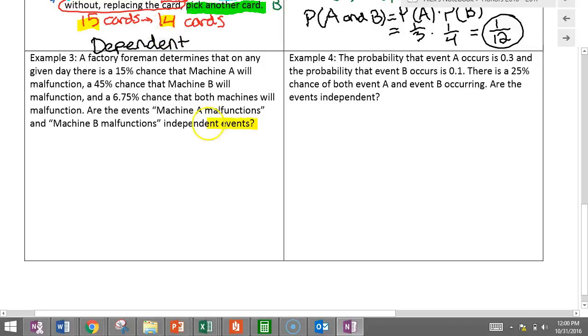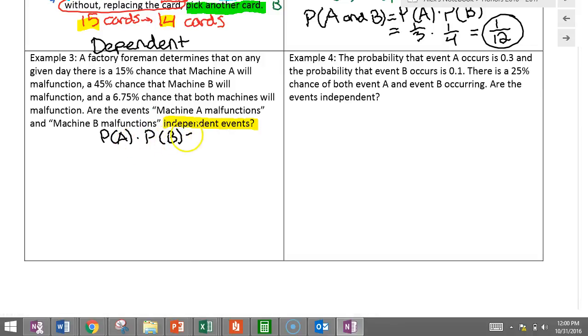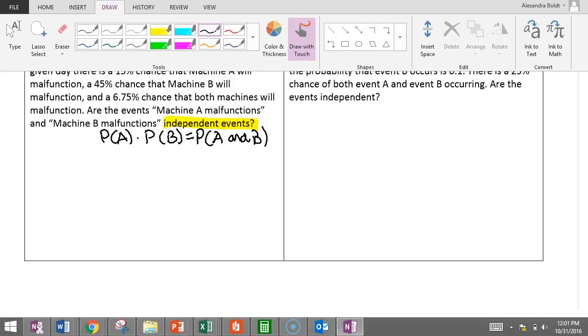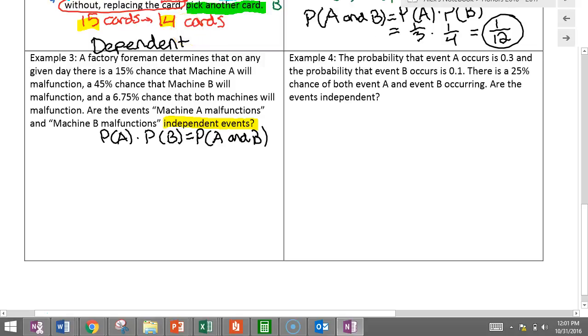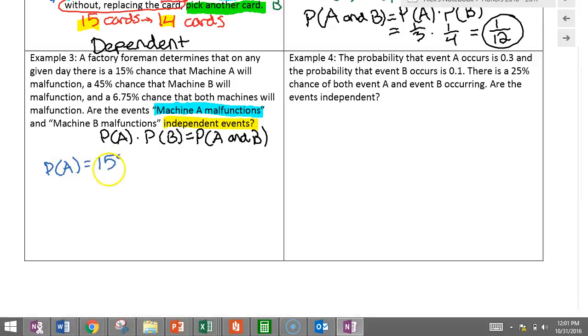Well, the one thing we know is if they're independent, then the probability of A times the probability of B equals the probability of A and B. So I'm really just finding all this information and plugging it into there. So again, I need to know what A and B are. Well, my first one is machine A malfunction. That's A. So the probability of A, it tells us, is 15%. We in math don't like really dealing with percents, so we're going to move that decimal back 2 places and say it's 0.15.